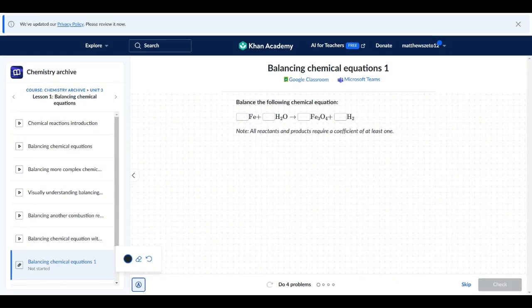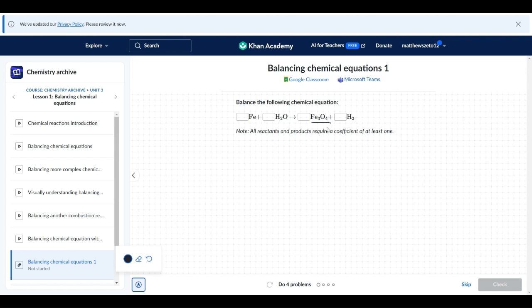Hey guys, today we'll balance chemical equations, and we'll use Khan Academy as an example. For this chemical equation, typically what you want to do is start with the most complex molecule or compound. In this case, this one is pretty complex because it has very high subscript numbers.